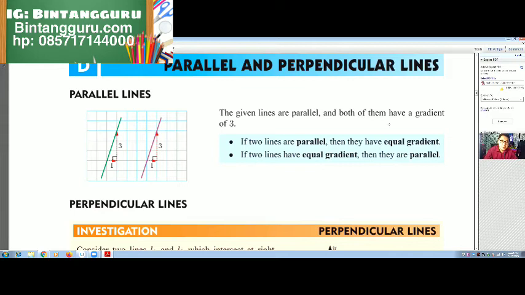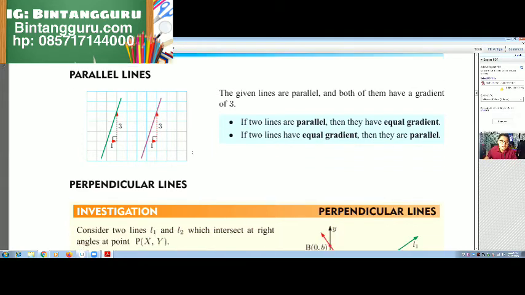So this is called parallel and perpendicular. If you see from the book, the green and the purple lines are what we call parallel because they have equal gradient. The gradient is rise over run. Here the rise is 3 and the run is 1, so 3 over 1. The green line has a gradient equal to 3, and the purple one has a gradient equal to 3. So they are parallel, because they have equal gradient.